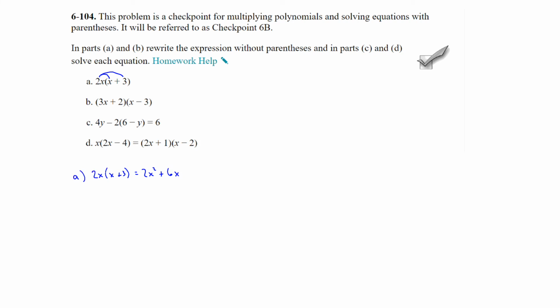You could set up the generic rectangle. You only have one side length of 2x, and then up here would be x plus 3. So you definitely could do that as well.